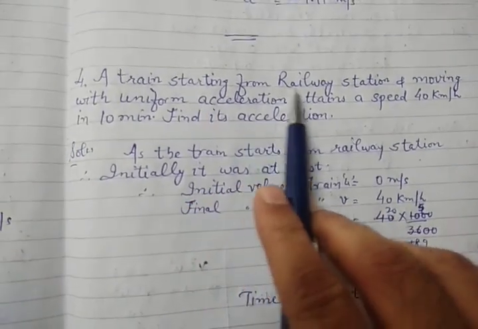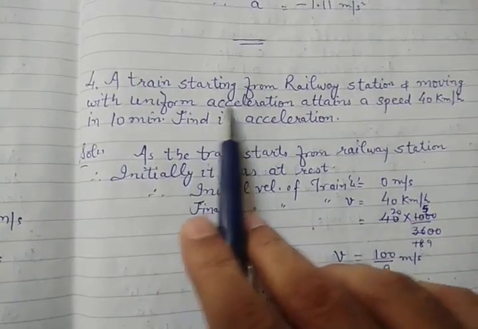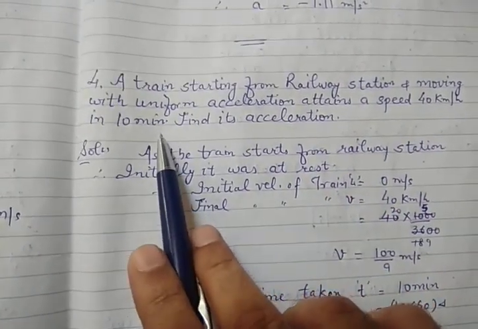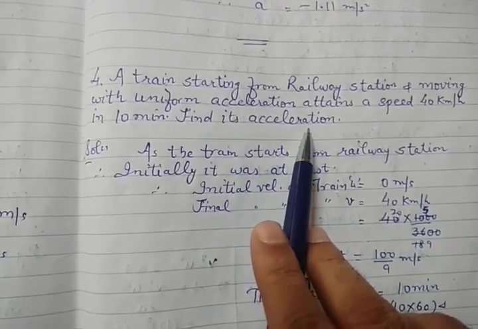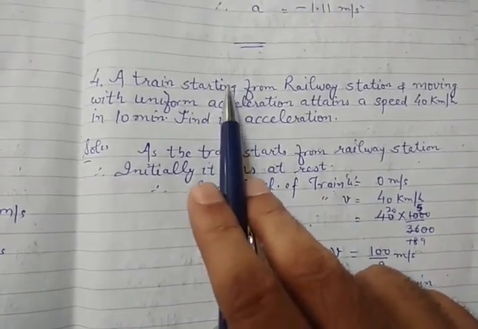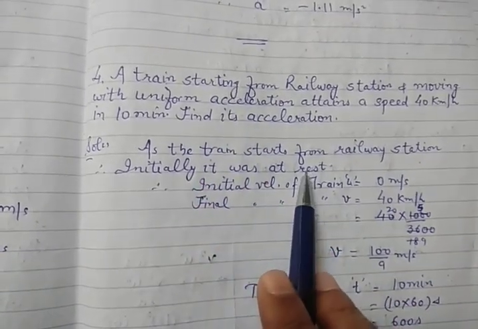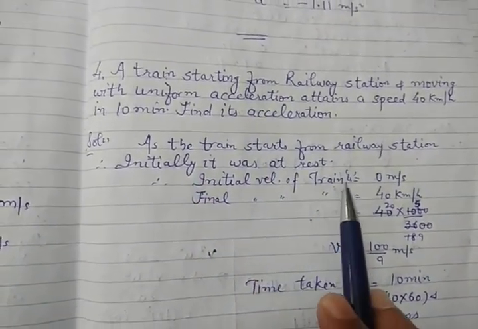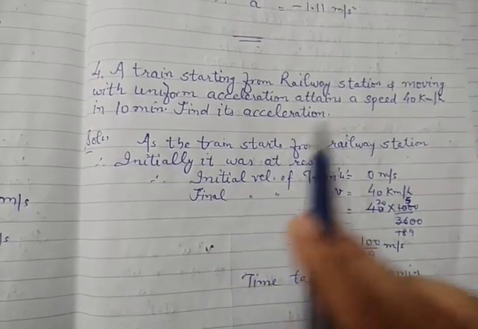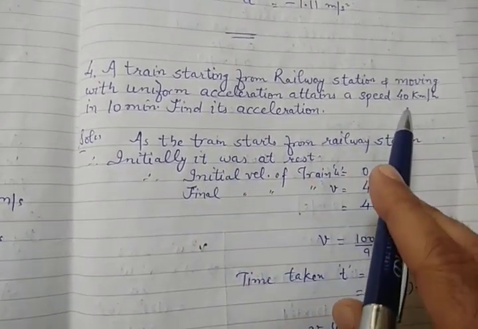A train starting from railway station and moving with uniform acceleration attains a speed of 40 km per hour in 10 minutes. Find its acceleration. Now we know that as the train is starting, it means initially the train was at rest. So the initial velocity of the train will be 0. The final velocity is given over there, this is 40 km per hour.